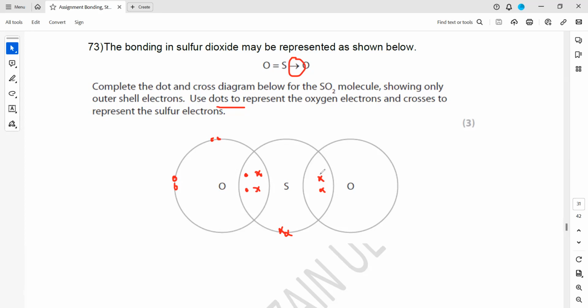Dative bond means when both electrons involved in the sharing are coming from the same atom. And then for oxygen, 1, 2, 3, 4, 5, 6. So this oxygen is stable. How is it stable? 1, 2, 3, 4, 5, 6, 7, 8. So oxygen is stable. What about sulfur? 1, 2, 3, 4, 5, 6, 7, 8. It's also stable. And what about the other oxygen? That is also stable. This is how the sulfur dioxide structure looks like.